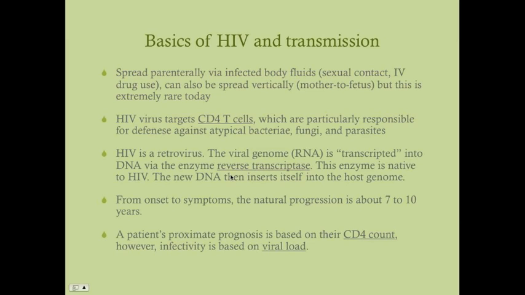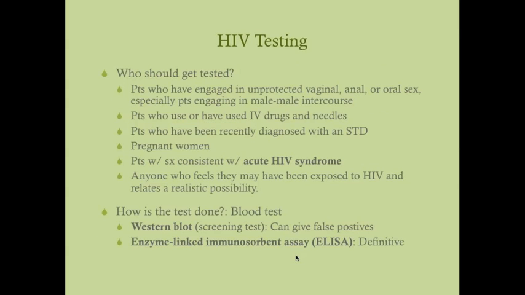From onset to symptoms, the natural progression is about 7 to 10 years from the time you contract the HIV infection to when you start developing possible opportunistic infections. And the patient's prognosis is based on their CD4 count. That shows how likely it is that the patient is going to develop an opportunistic infection. And their viral load, that shows how infective the patient is.